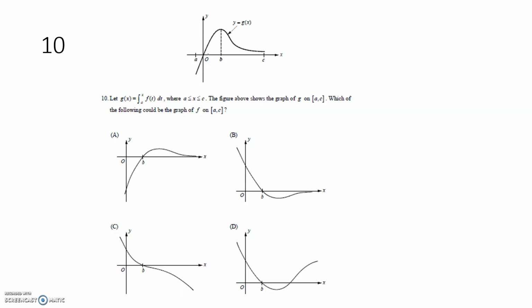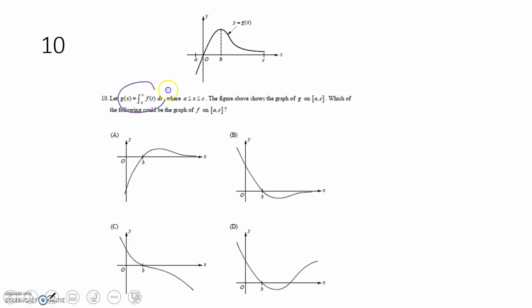Now, note, we're trying to find, all right, so question 10. Let g of x be the integral of f of t dt from a to x, where x is between a and c. The figure above shows the graph of g on the closed interval a to c. Which of the following could be the graph of f on a to c?